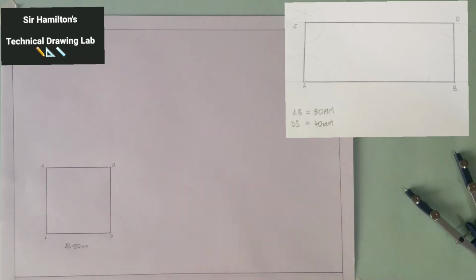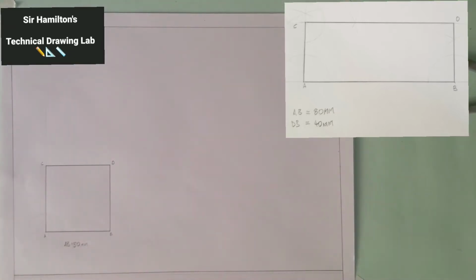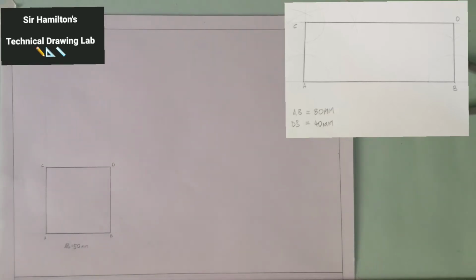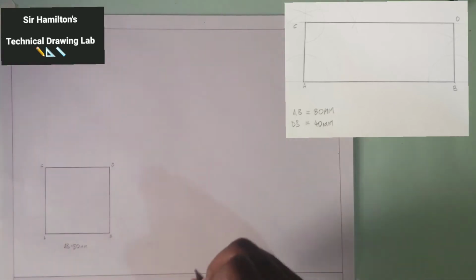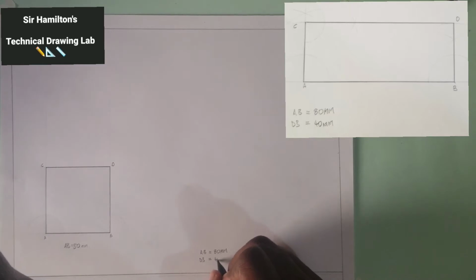We are still on the topic of quadrilaterals, and what we will be doing for today's drawing is constructing a rectangle. As we discussed already, quadrilaterals are four-sided two-dimensional shapes, and a rectangle has four sides, but the opposite sides that run parallel are equal in length. So we will start with the given sides being AB at 80, and we will call DB equals 40 millimeters.